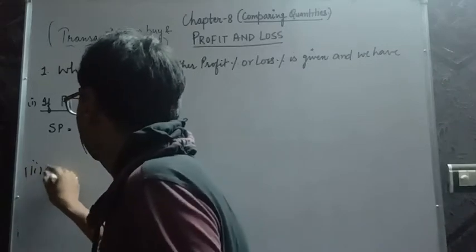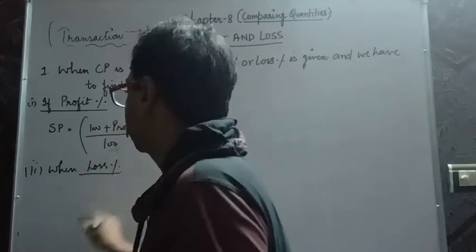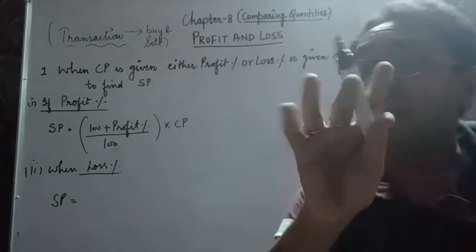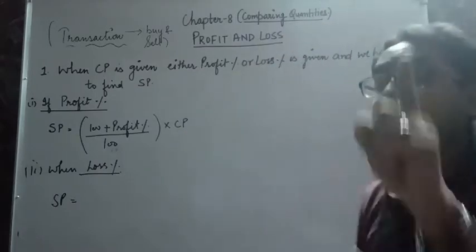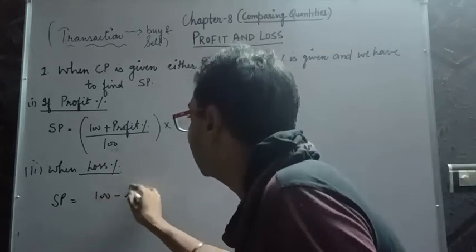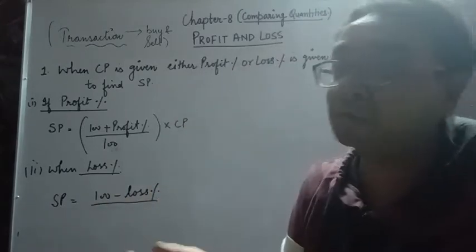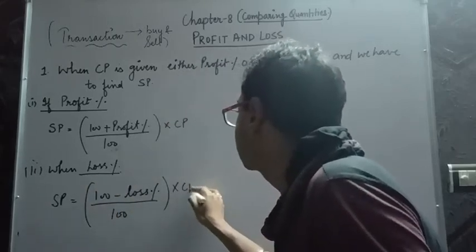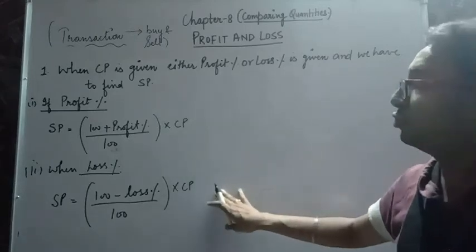Second, when loss percent is given to you. Very simple. SP. What is loss? You are actually getting a lesser amount. Yes, I know you are giving me the answer: subtract it from 100%. Very good. 100 minus loss percent, because it is the loss, upon 100 because of percentage, into CP. Are we clear? These are the two formulas we need to know.